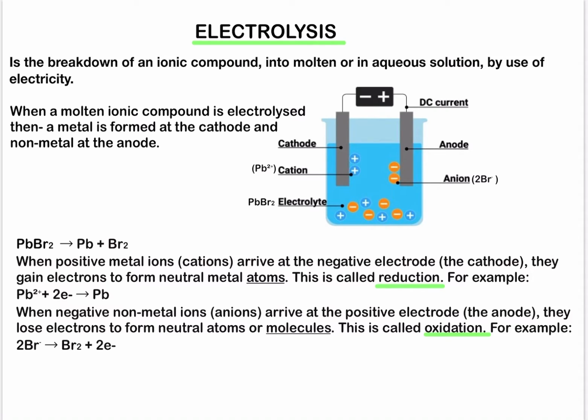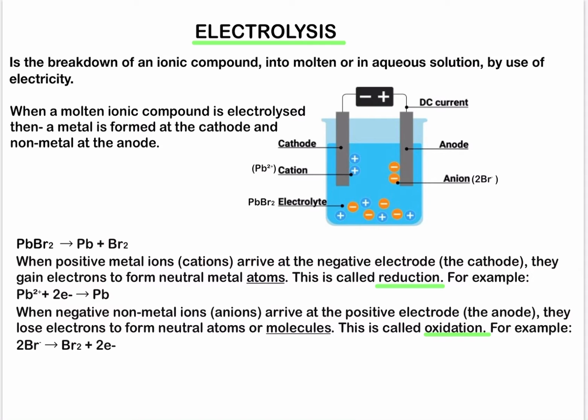Another important thing is that electricity can be defined as the flow of electrons or ions. So for electrolysis to work, the compound must contain ions. Ionic compounds can undergo electrolysis, but covalent compounds cannot act as electrolytes because they contain neutral atoms.